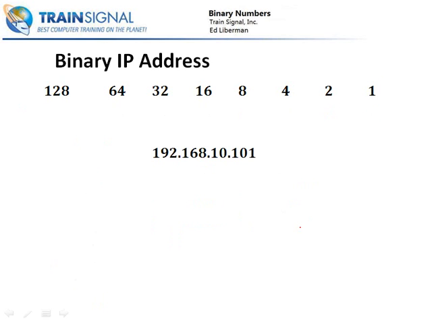So let's take a look at an actual IP address. Here I have 192.168.10.101. What we need to do is take each one of those 4 numbers and convert them to binary. So if we start off with the 192, you'll see here that 192 would convert to 11000000. Why is that? Well, 128 plus 64 would equal 192.